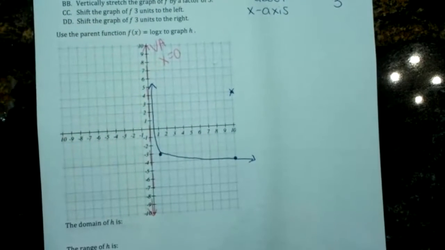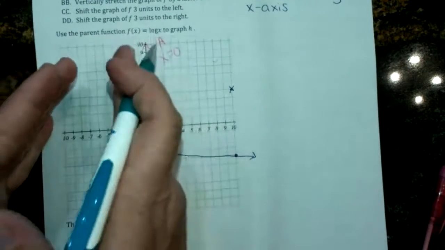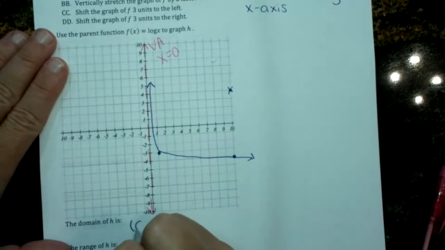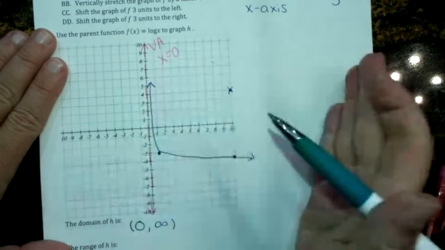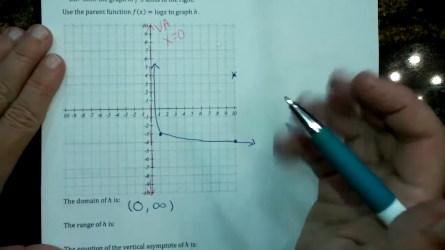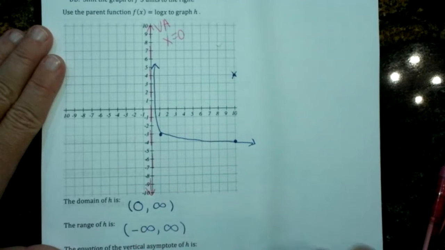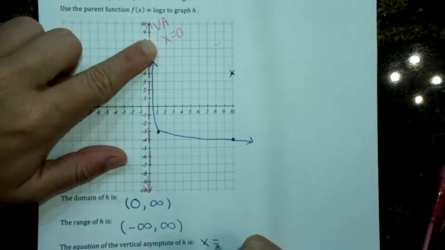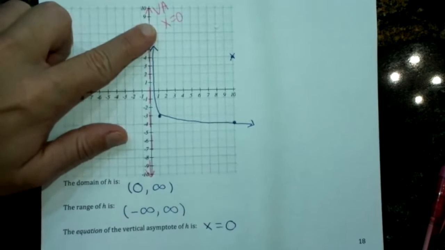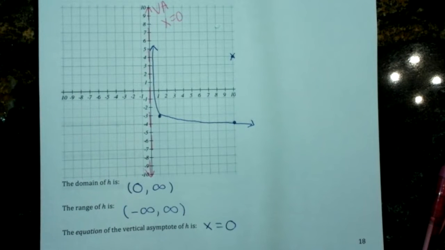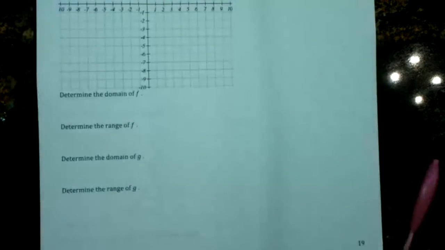All right. So our domain, going from left to right, it's going to get super, super close to 0, but not touch it. So 0 with the parenthesis. On forever to the right to positive infinity. Our range, our graph is going slowly down forever, so negative infinity. And then it's also going up forever, so positive infinity. And our vertical asymptote is at x equals 0 still. Another one down. Last one like this.